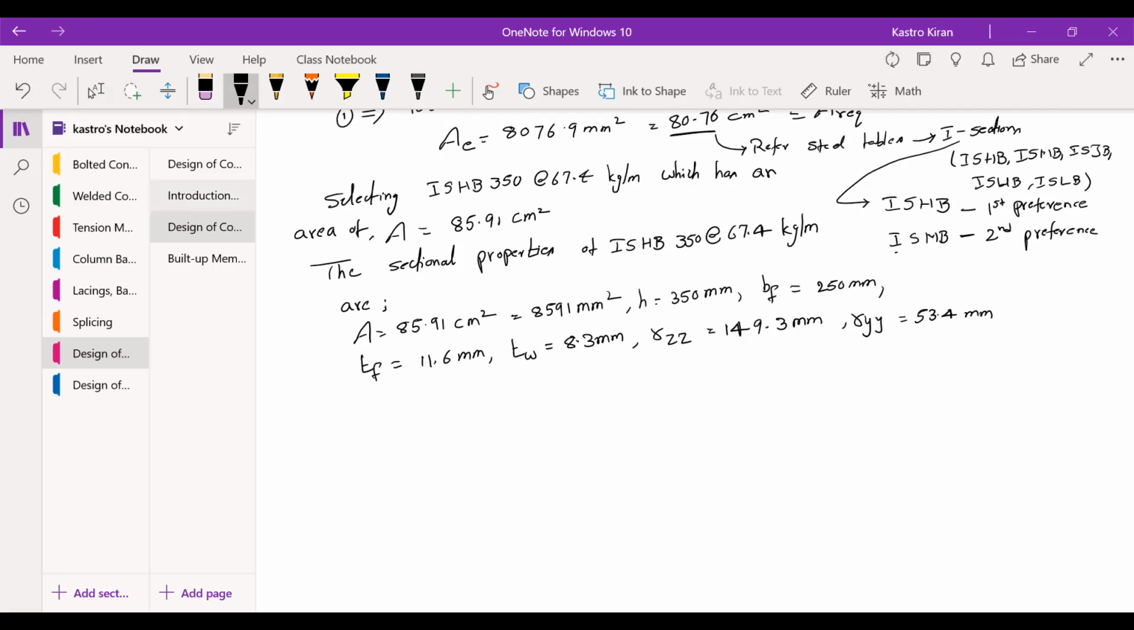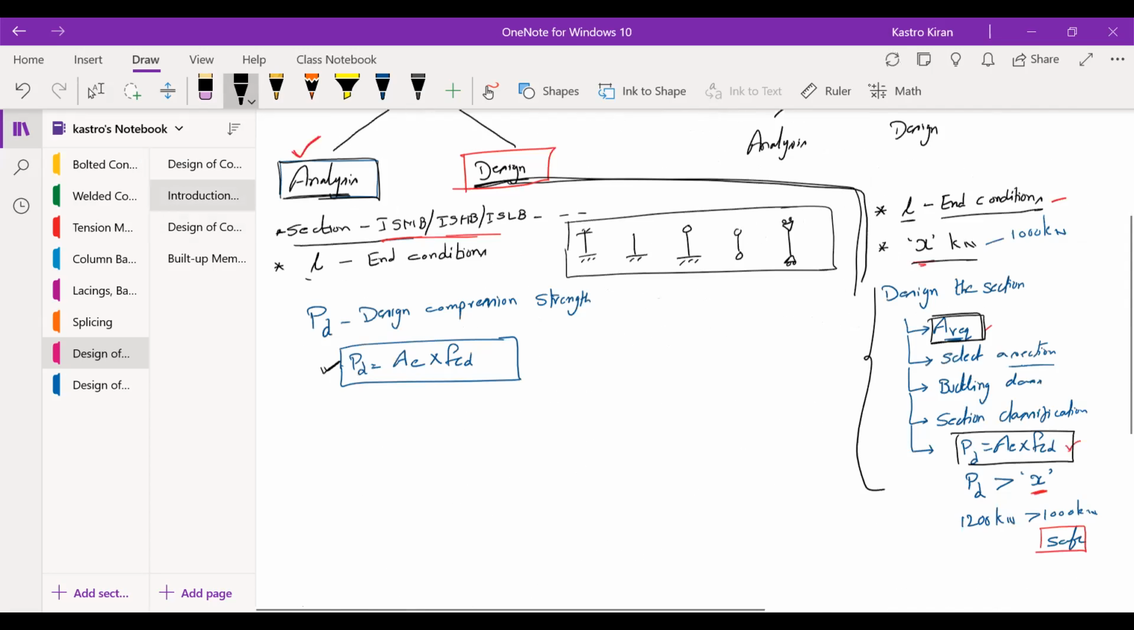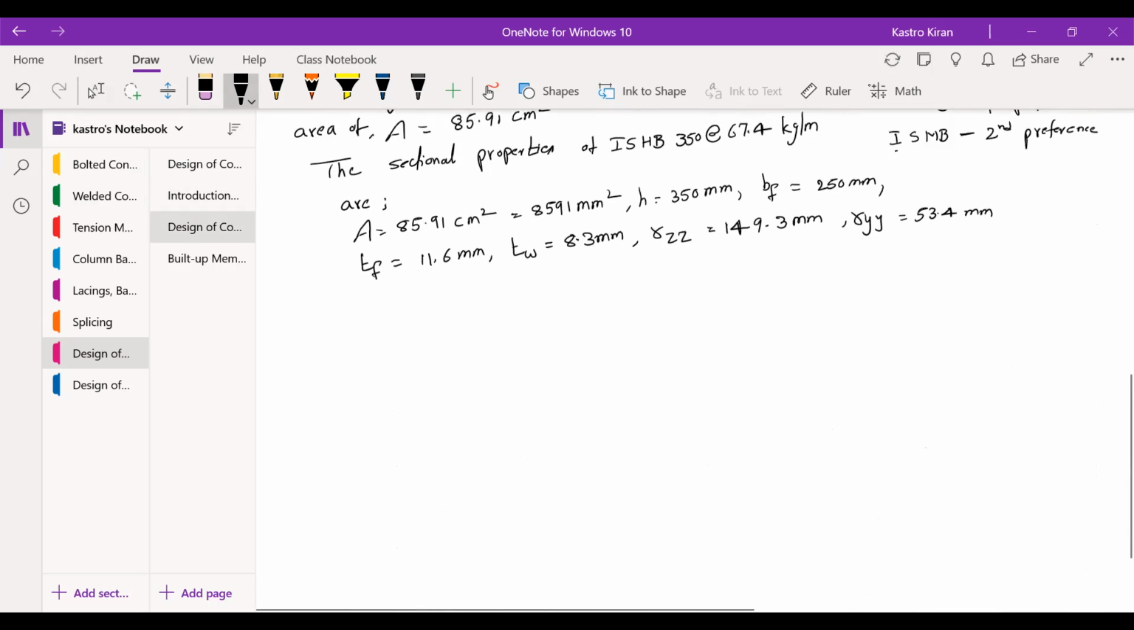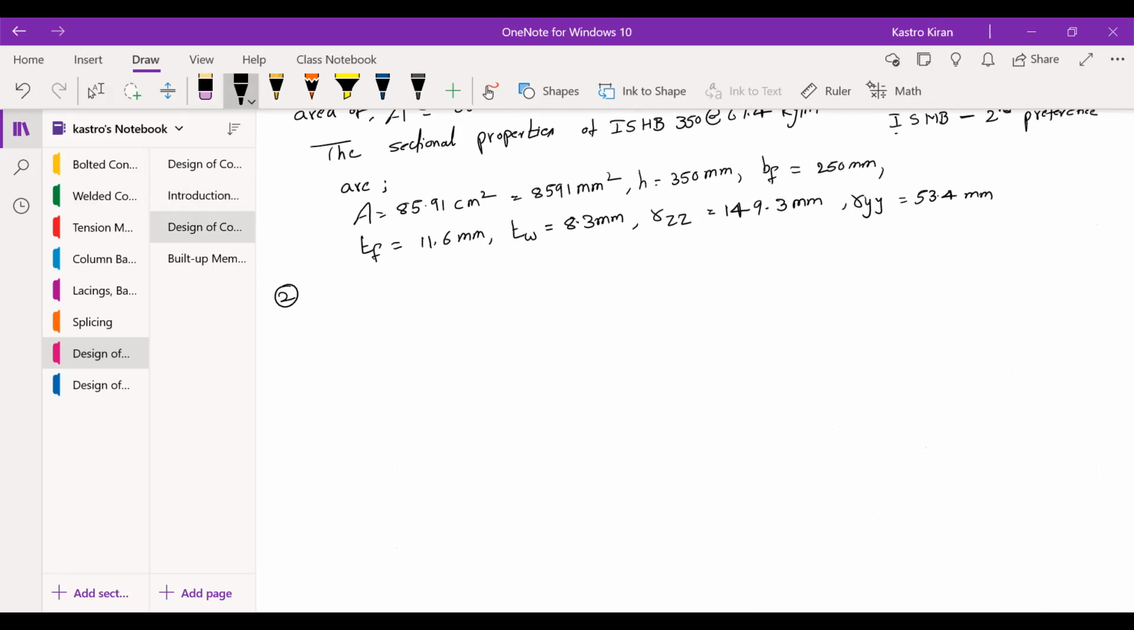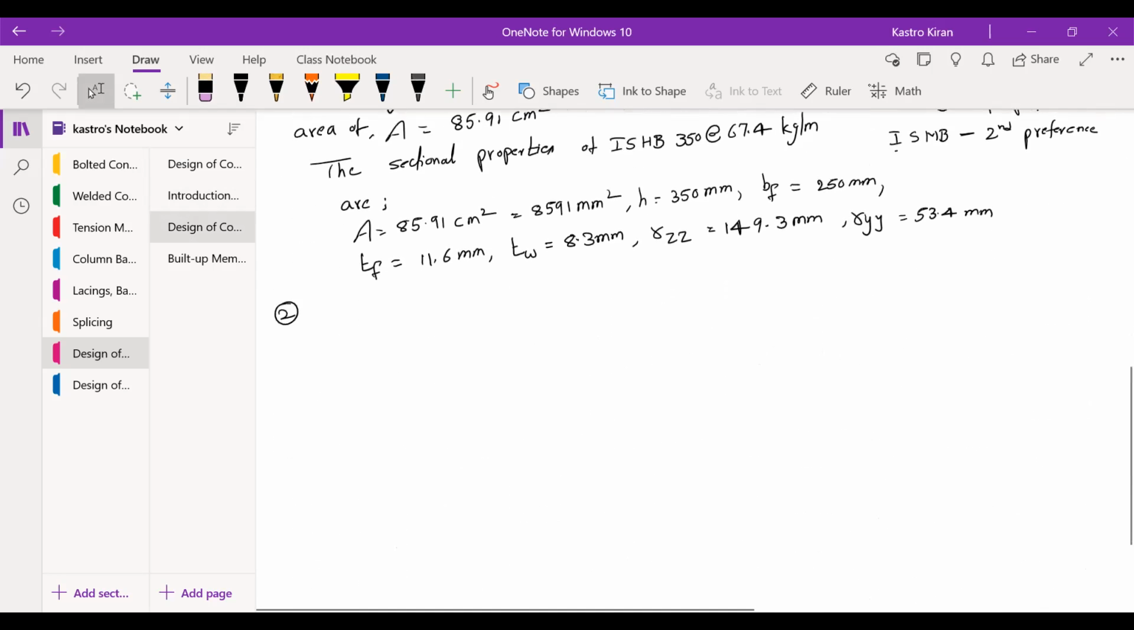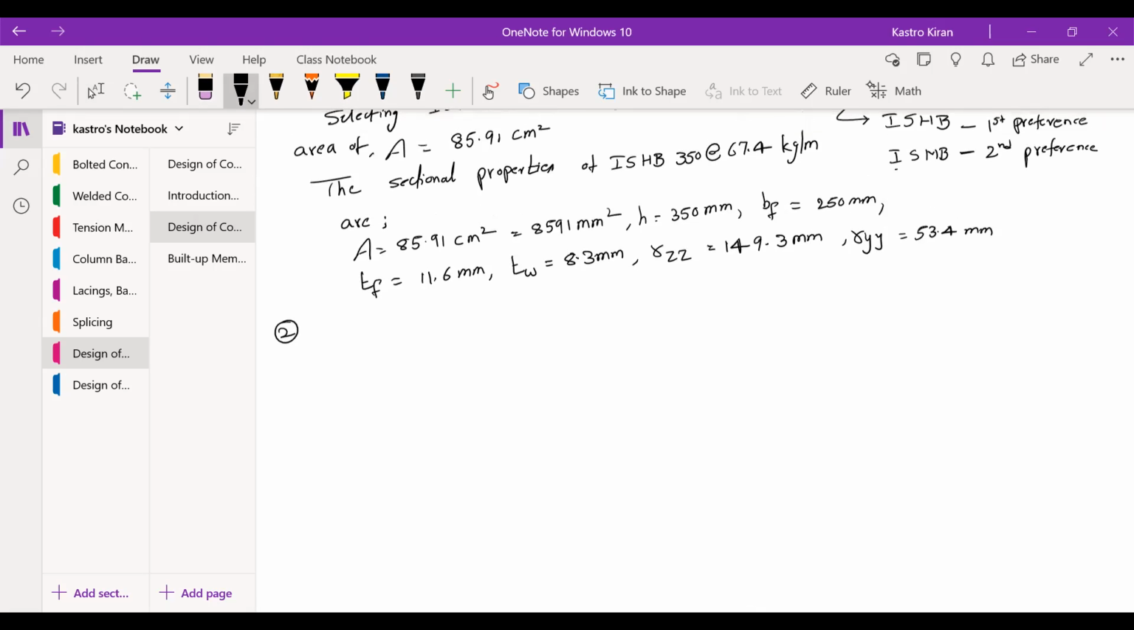What is the next step? We have to find out which buckling class it belongs to. So we found out the area and then we selected a section. The second step is also completed. The third step is buckling class. So let's write that one. Because we found out the selection of section in the previous step, what we are going to find out now is the buckling class.